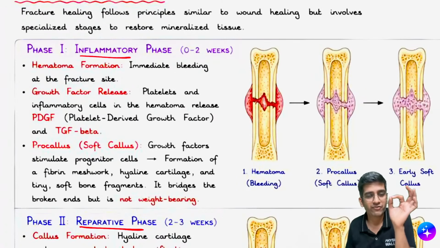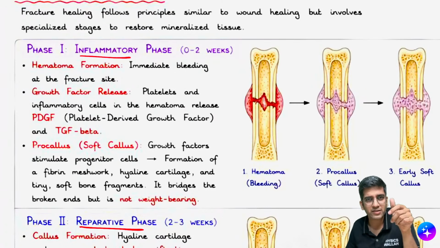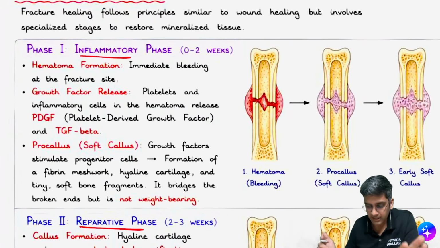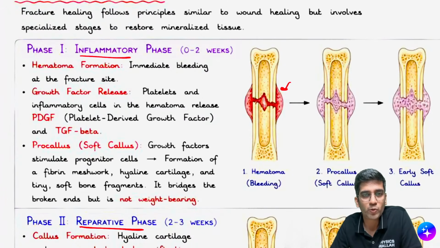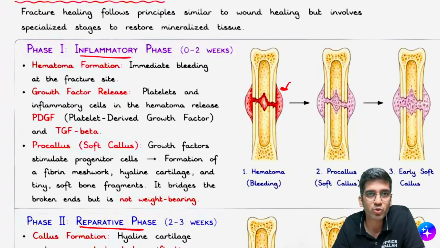Now coming to the first. The moment you have a fracture, the bone breaks. Definitely 100%, the blood vessels surrounding the bone will break. Remember this. If you slip an ankle or a toe, it will swell. One of the easiest ways for me to differentiate a sprain and a fracture. Sprain is ligament, fracture is bone, is hematoma.